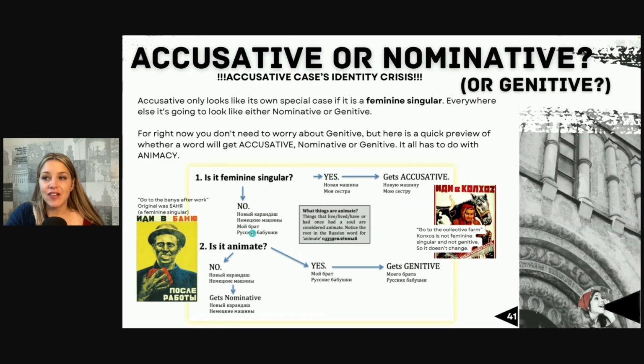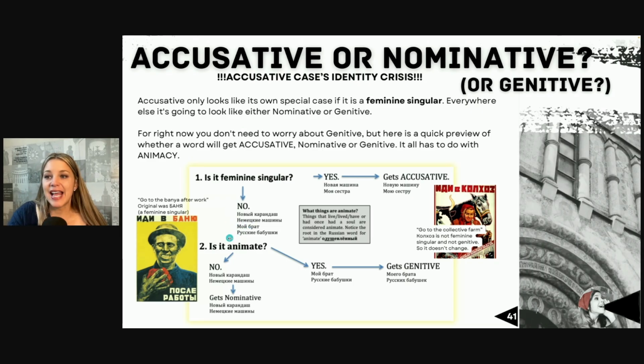If it's not feminine singular, then we come down here to our next question. So I say no, it's not feminine singular, such as новый карандаш, немецкие машины, мой брат, русские бабушки. Then the next question we ask ourselves is, is it animate? Does it have a soul, or has it ever had a soul? So again, like creatures, even like authors that have died. It doesn't necessarily mean they are currently alive. It means has a soul or has ever had a soul at some point in time.